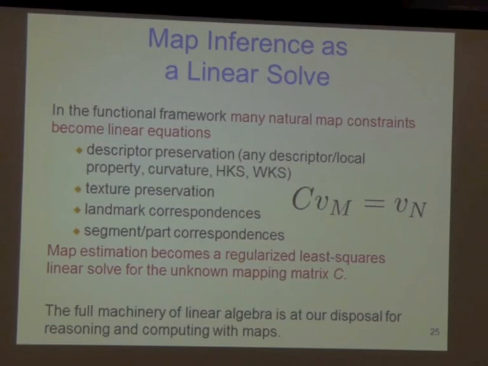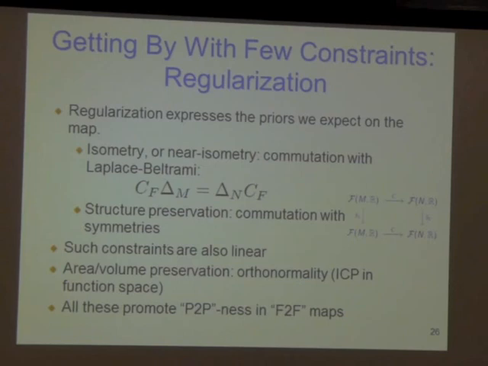Also, point-to-point constraints are a special case. I can think of a landmark correspondence as a delta function correspondence, or maybe I take the function which is distance to this point, and I say it has to correspond to the distance function to the corresponding point on the other side. And so all these things become essentially a regularized linear system that we can solve with traditional least squares techniques. And so the main point about going to this dual space is that we get linear algebra. It's a bit like the kernel trick in machine learning, that by going to a much higher space, we buy linearity.